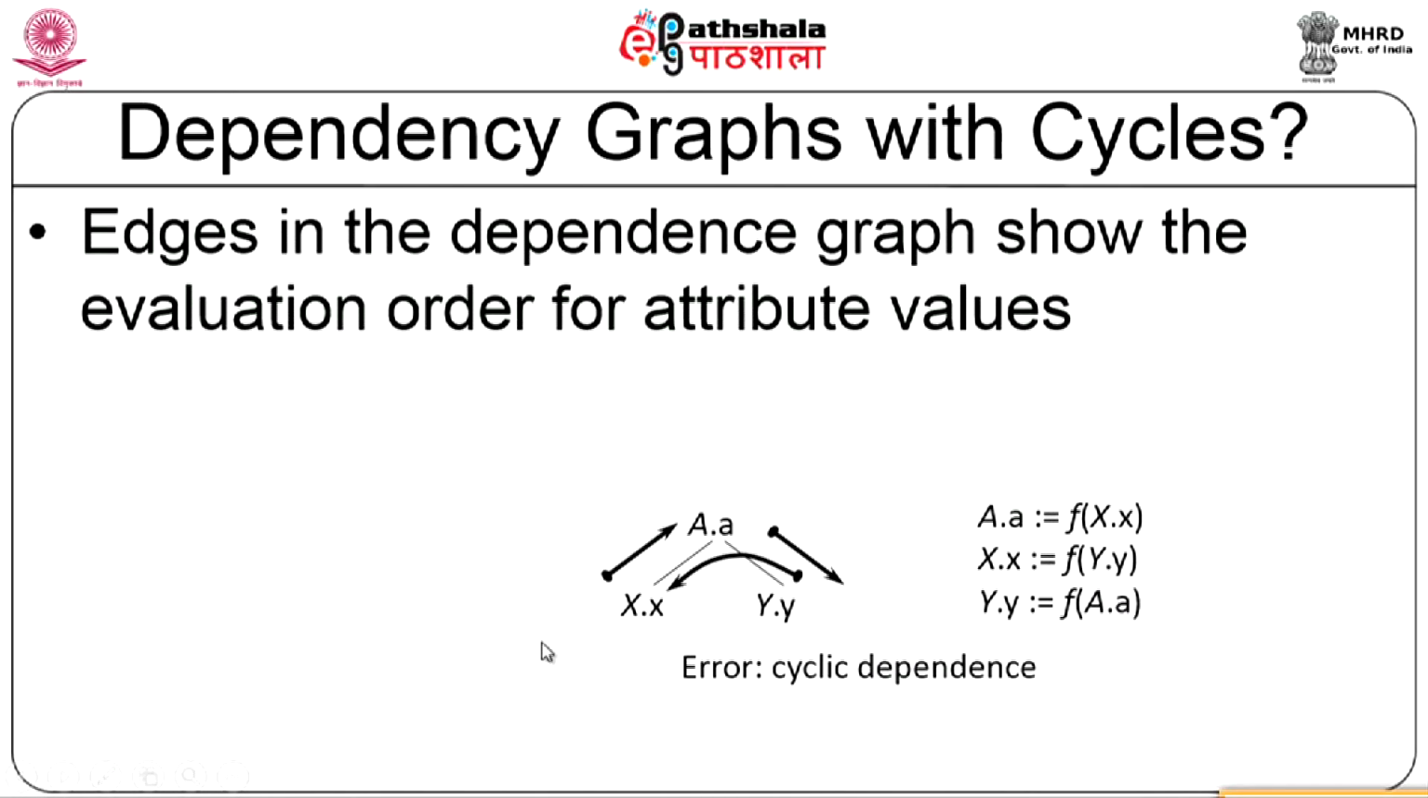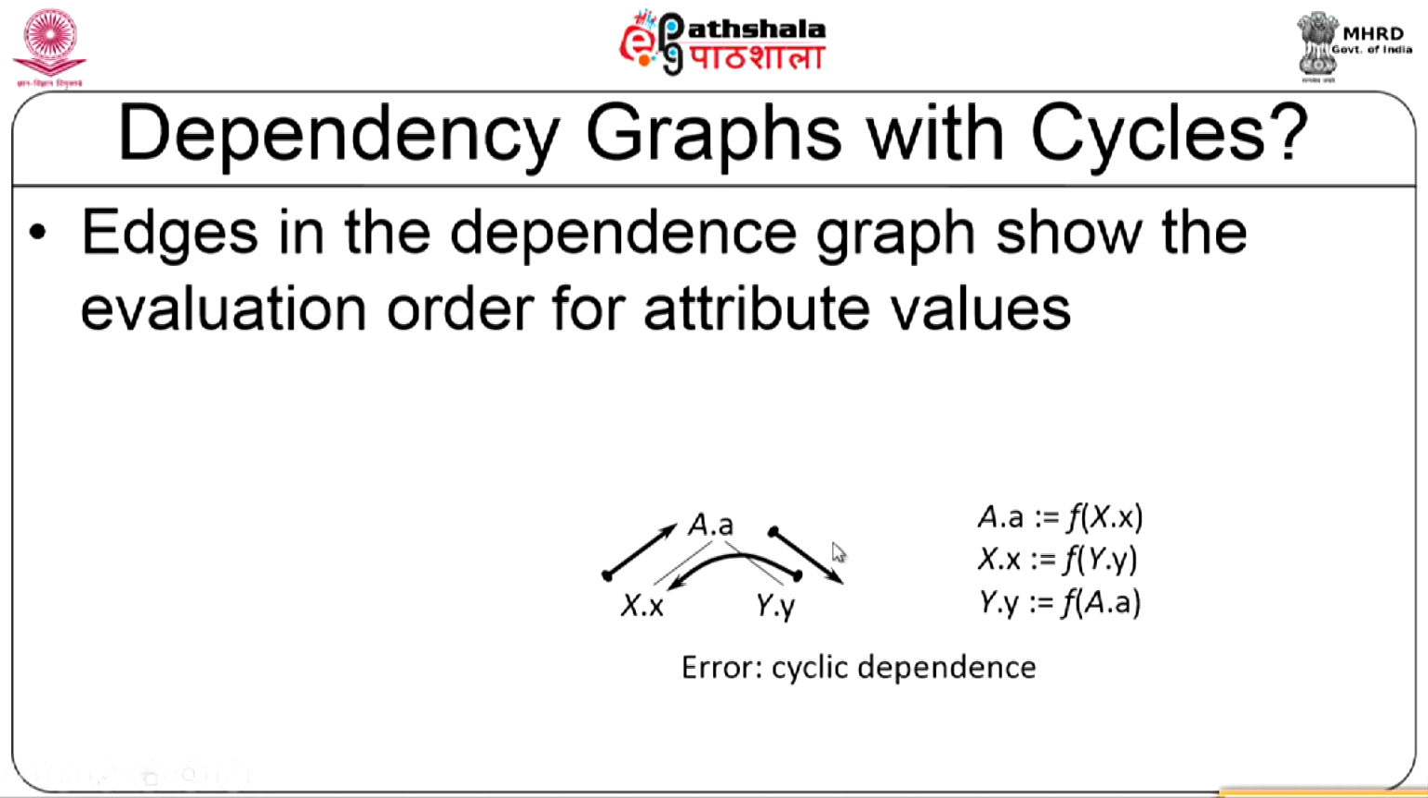Supposing you convert this into a graph, the graph is called a dependence graph because it indicates which node's value depends upon which other nodes. Therefore, this graph is called a dependency graph. The edges in the dependency graph show the evaluation order for the attribute values. Now, if there is a cyclic dependence, then it is going to be an error because I cannot evaluate any particular node at all. Therefore, this graph should be an acyclic graph.